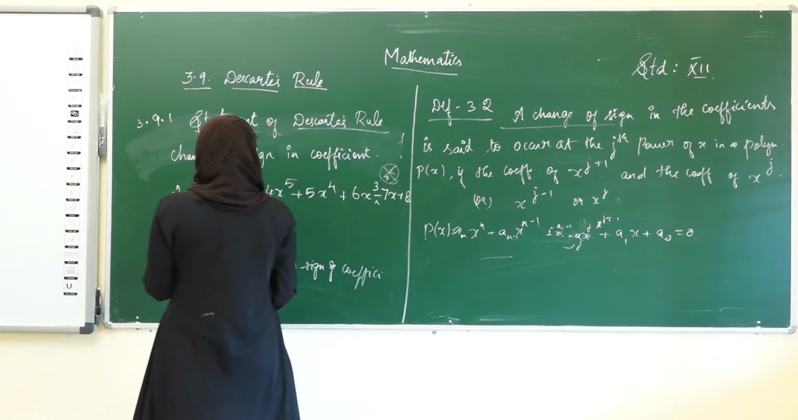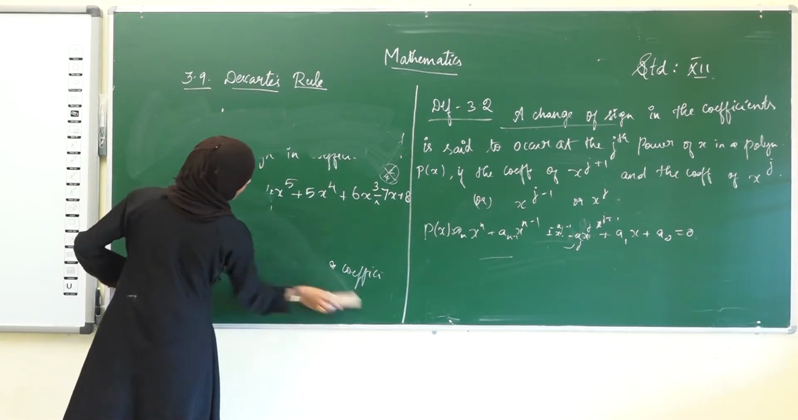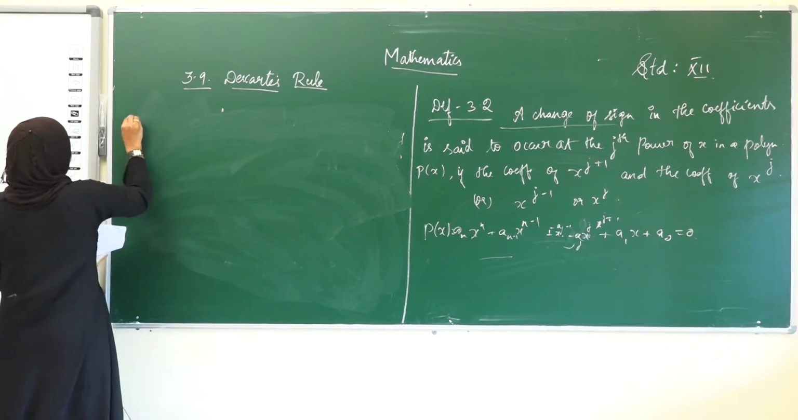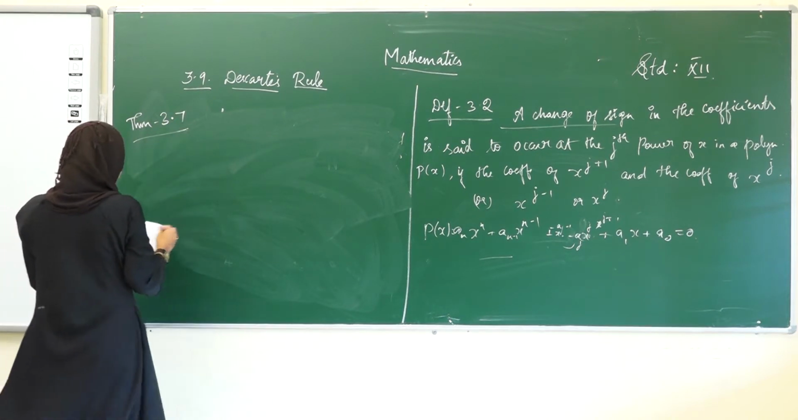Okay, now we see the theorem, Descartes rule. Okay, theorem 3.7. What's the statement they have given?